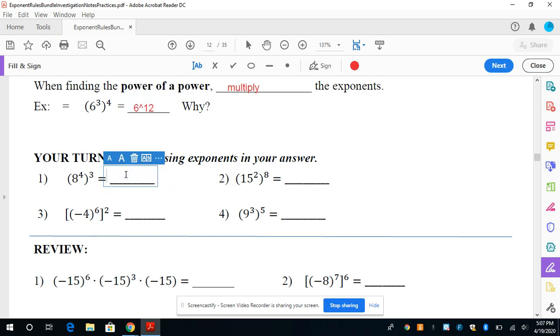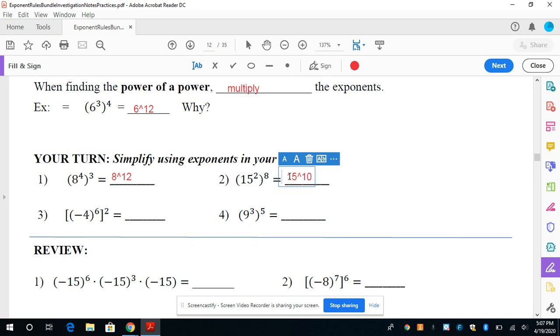All right, we'll do these together. So the base is 8. Then we multiply 4 times 3. So this is 8 to the 12th. This is going to be 15 to the 10th. Oops, sorry, multiply, to the 16th. Again, we have a base of negative 4, and it's raised to the power of 6, but again, being raised to 2. So then 6 times 2 is raised to the 12th power.